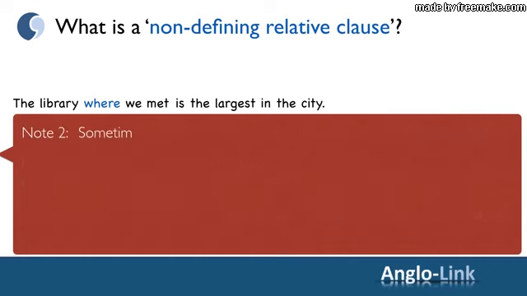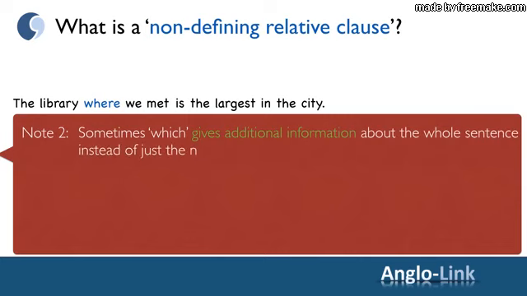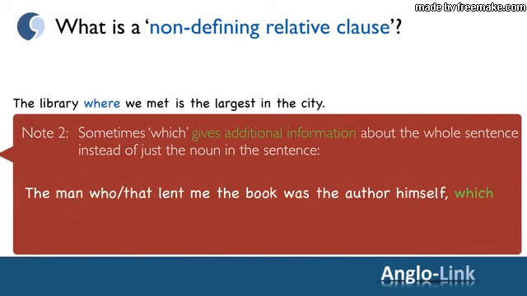Also note that sometimes which gives additional information about the whole sentence instead of just the noun in the sentence. For example, the man who lent me the book was the author himself, which was totally amazing. Which relates this information to the whole of the first clause.